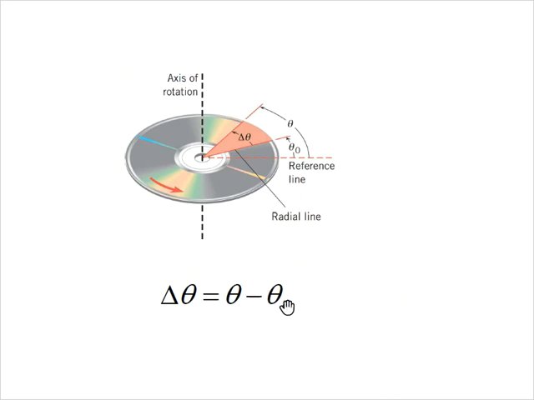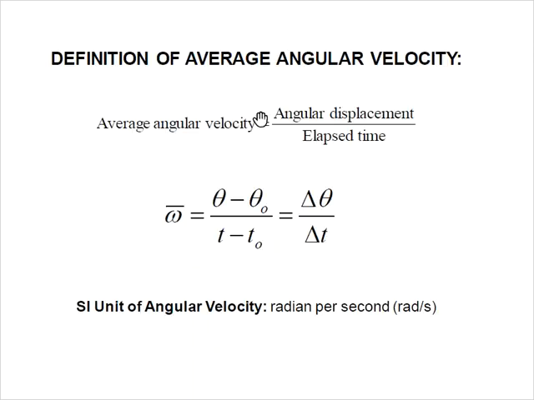This is final minus initial. Deltas are always final minus initial. So here's our final angular position minus our initial angular position, and the difference between those two, that's your displacement. Okay, just like we had average and instantaneous linear velocities and accelerations, we have the same thing for your angular quantities. Your average angular velocity is your angular displacement divided by the elapsed time.